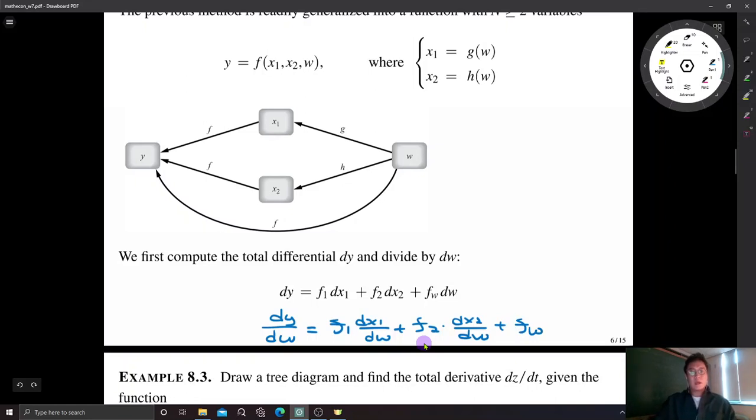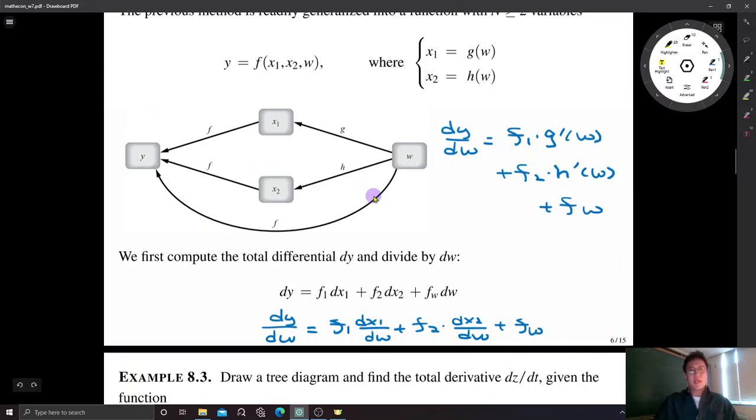Right? And then dx1 over dw is g prime. So dy over dw is f sub 1 times g prime of w. Right? The derivative of x1 with respect to w. And dx2 over dw, this term, is going to be h prime. Okay? And finally, we have f sub w. Right?